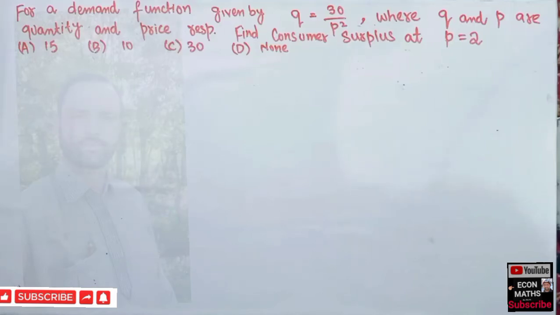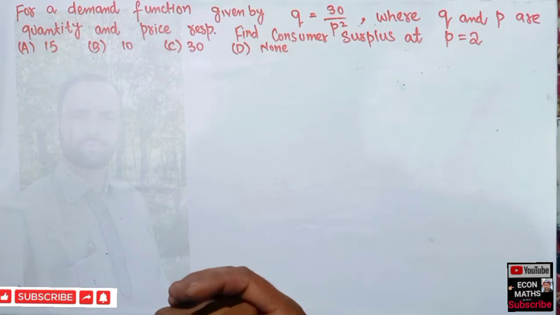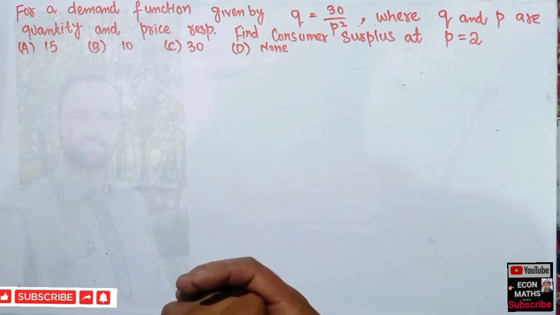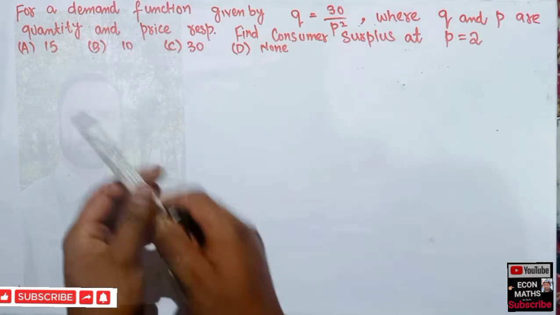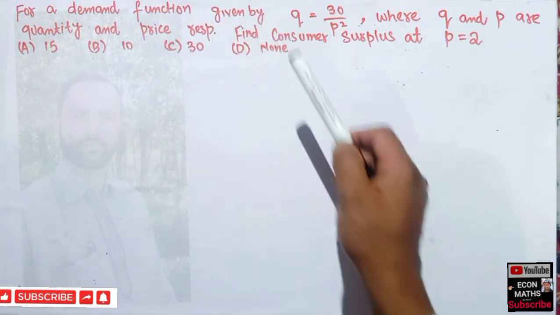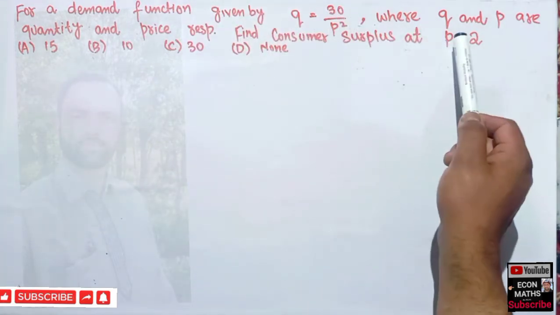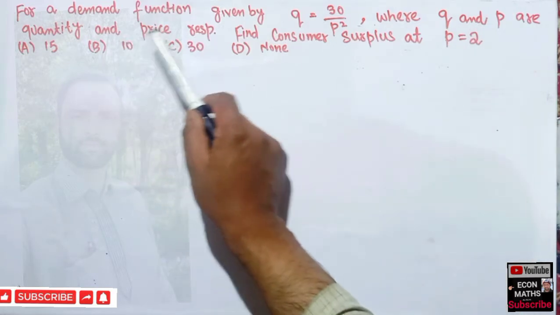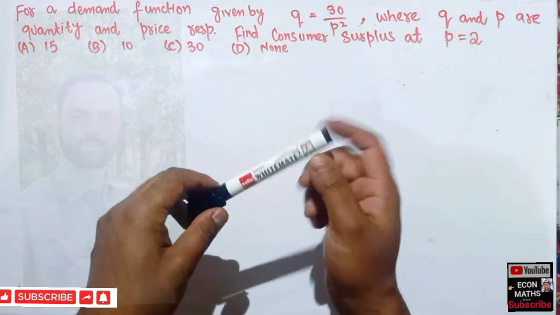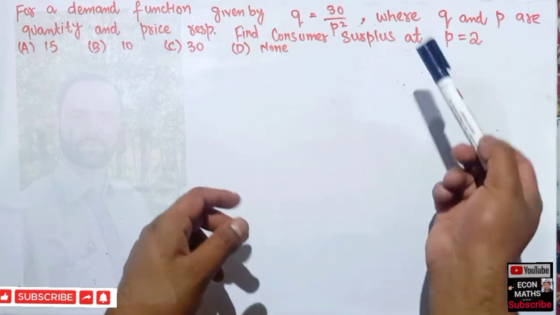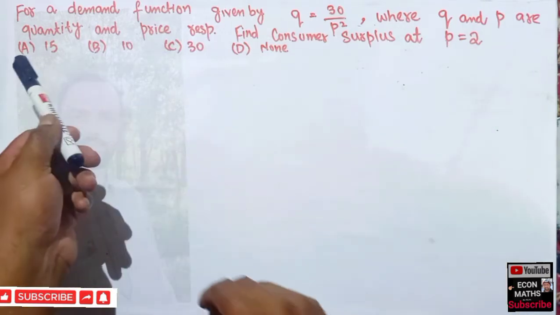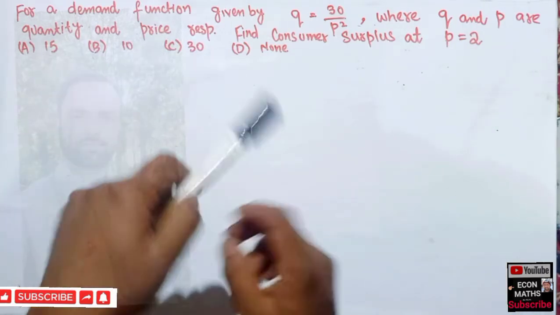In this video on the mathematical economics series, we will try to solve a numerical on finding the consumer surplus. The question is like this: for a demand function given by Q = 30/P², where Q and P are quantity and price respectively, find consumer surplus at P = 2. The options are 15, 10, 30, or none of the above.